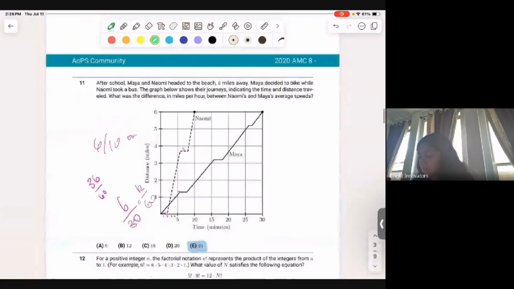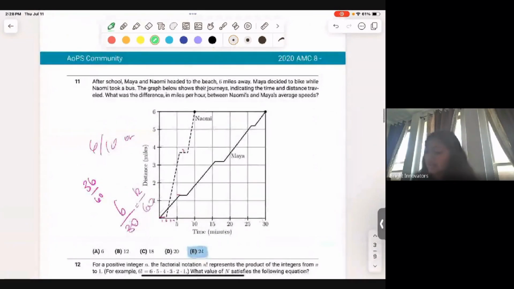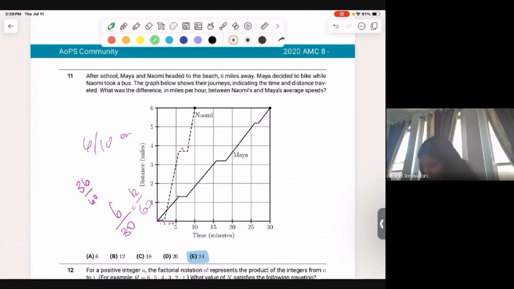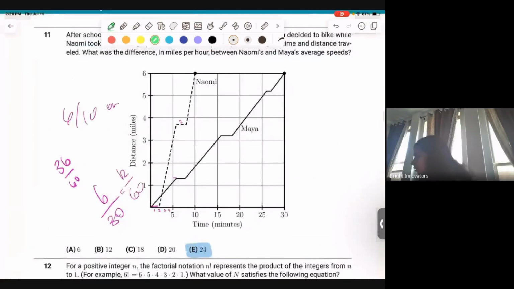11. Okay. Oh, that's messy. So they're heading to the beach. And she took a bus. So you want to find their average speed and then subtract them. So, 1 minute.